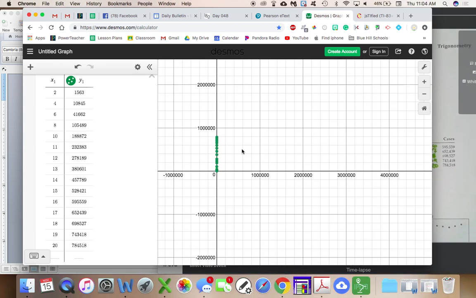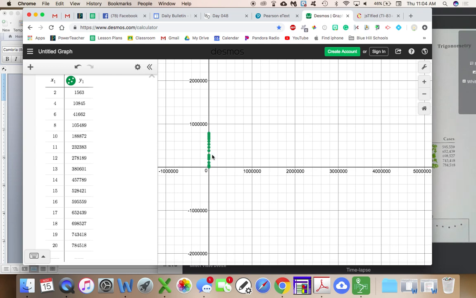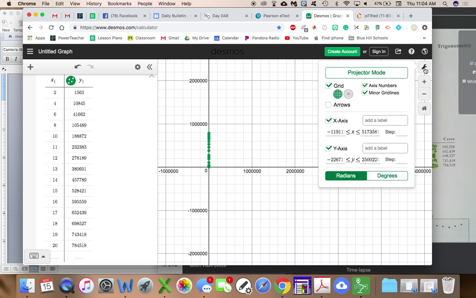Yikes. Okay. So here's what I want you to do instead. They actually don't sit on a straight line. Let's do this instead. Go to this little wrench up in the corner. We're going to change these axes right here. This is kind of like changing your window on your graphing calculator.